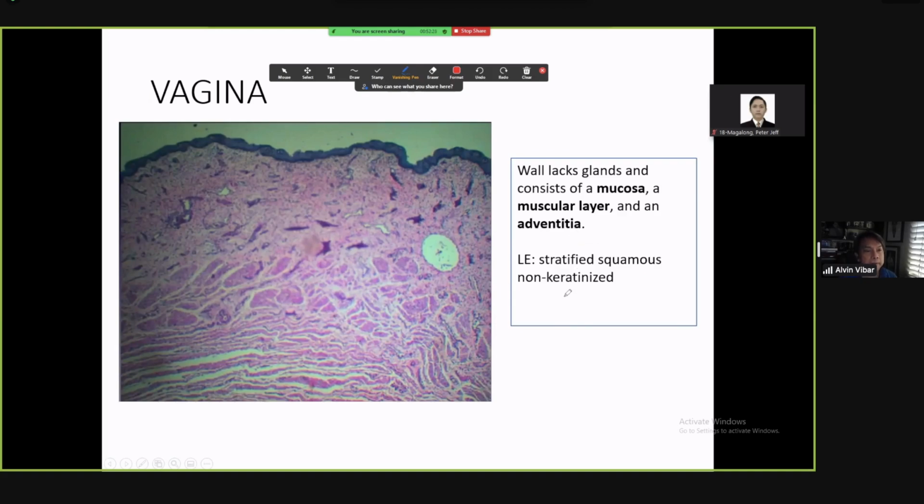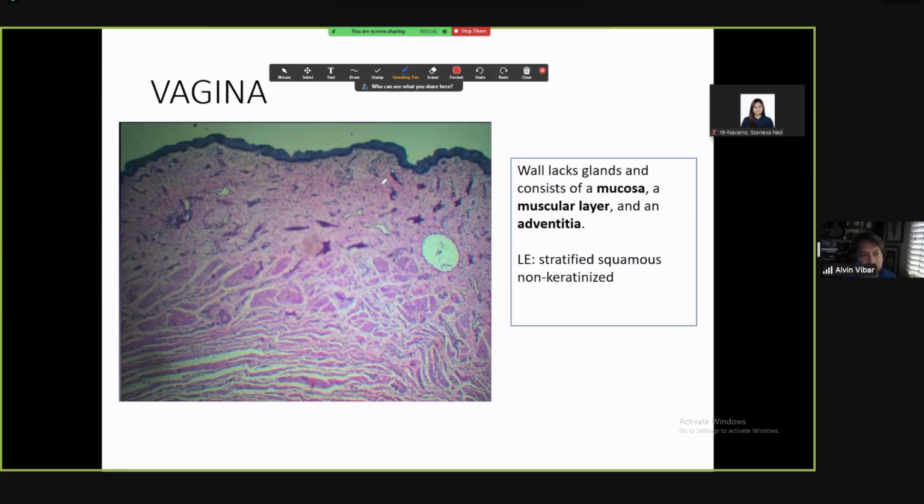Again, sa endocervix, okay. Endocervix, again, what is the lining epithelium? Simple columnar po. Very good. And exocervix, what is the lining epithelium? Same with the vagina. Stratified squamous, non-keratinized.